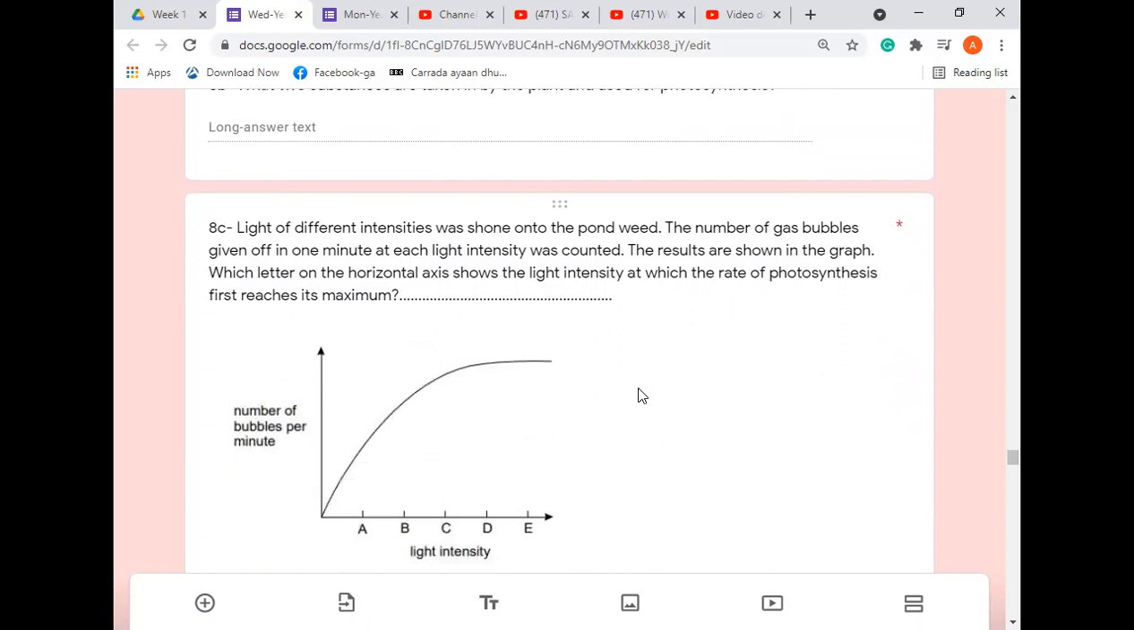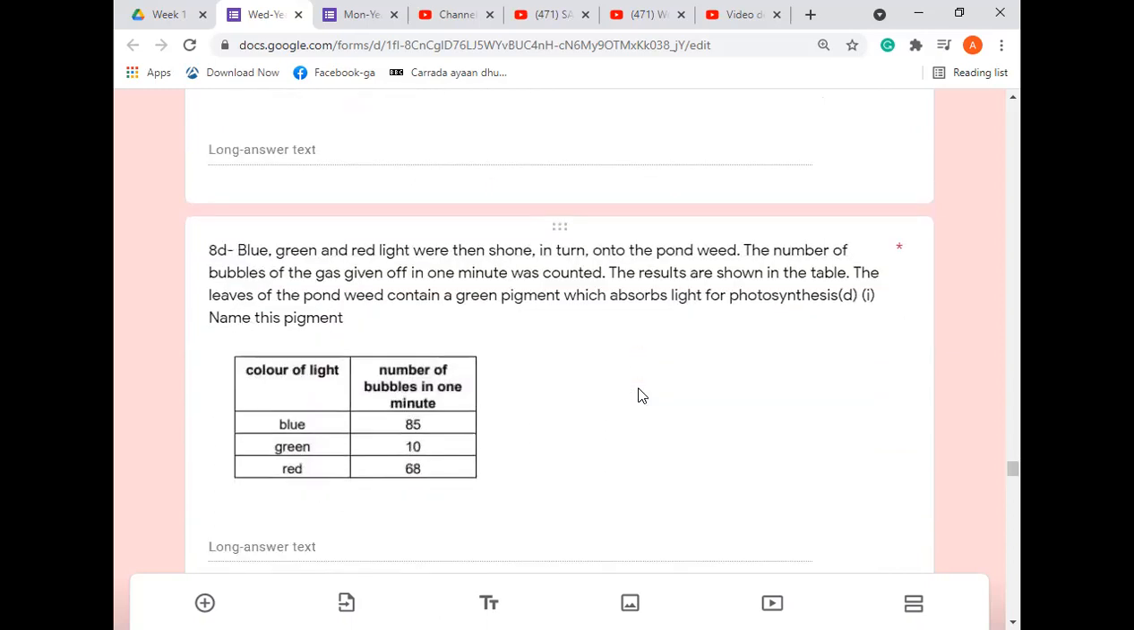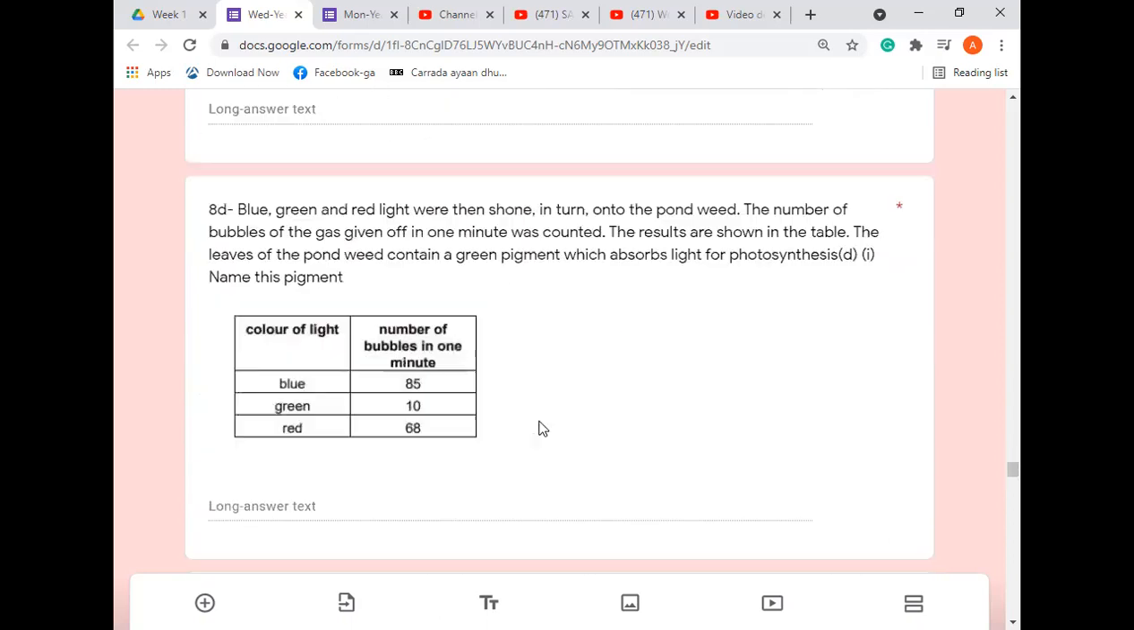Light of different intensities was shone onto the pondweed. So the number of gas bubbles given off in 1 minute at each light intensity was counted. The results are shown in the graph. Which letter on the horizontal axis shows the light intensity at which the rate of photosynthesis first reaches its maximum? So you can just look at the graph, then you can answer it.